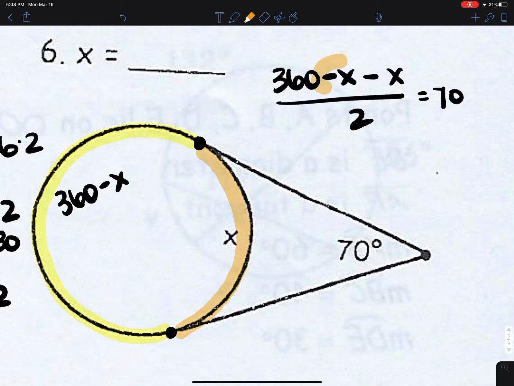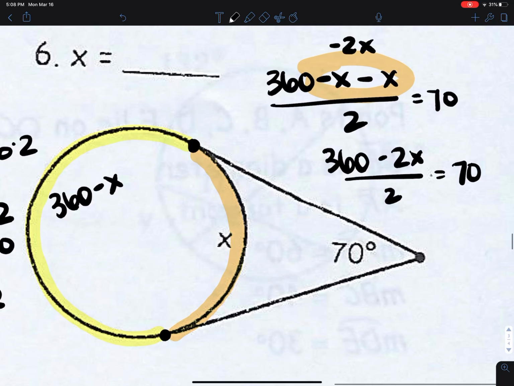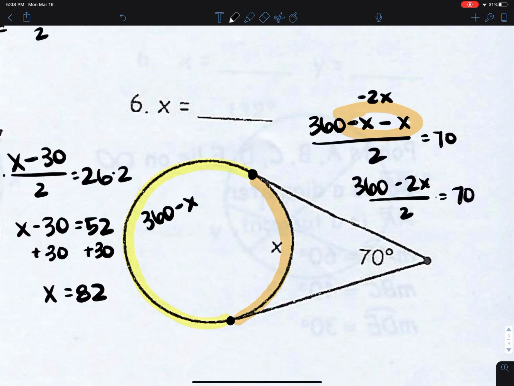This part right here would be minus 2x. So they don't cancel each other out, but we would have minus 2x there. So we have 360 minus 2x divided by 2 equals 70. And then I'll let you solve it from there. And you can check your work on the key on the website.